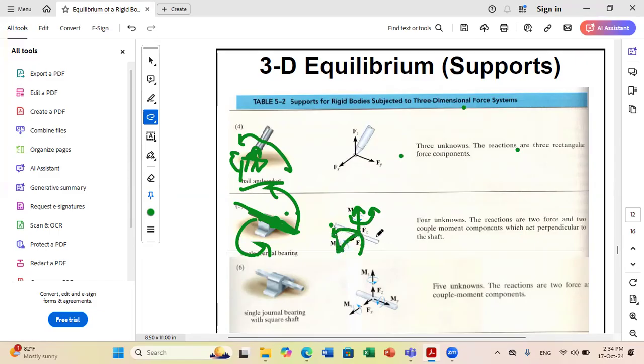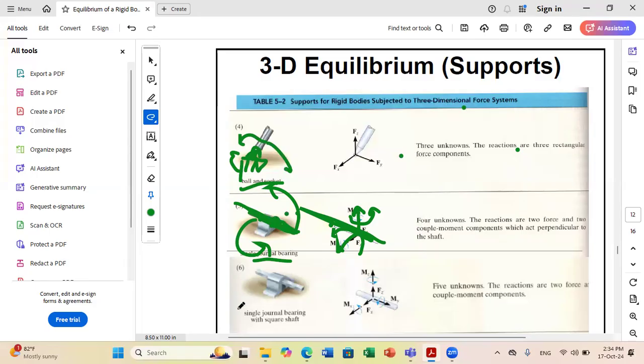I can only rotate about the y-axis. This is what we call a single journal bearing. You should be familiar with the names of connections. If I tell you single journal bearing, you directly know that I have two degrees of freedom here. I can translate along this direction, so no force, and I can rotate along this direction, so no moment. In the two other directions, I have a reaction force and reaction moment.